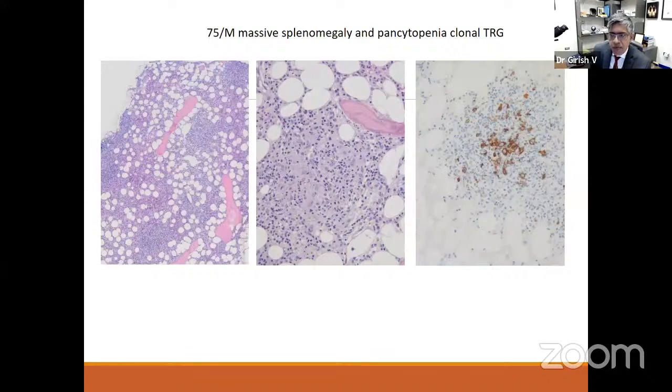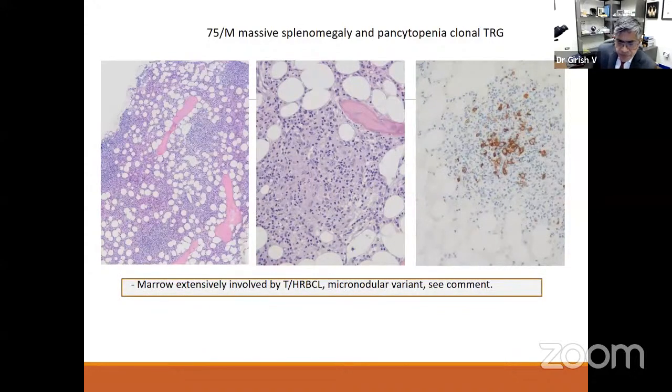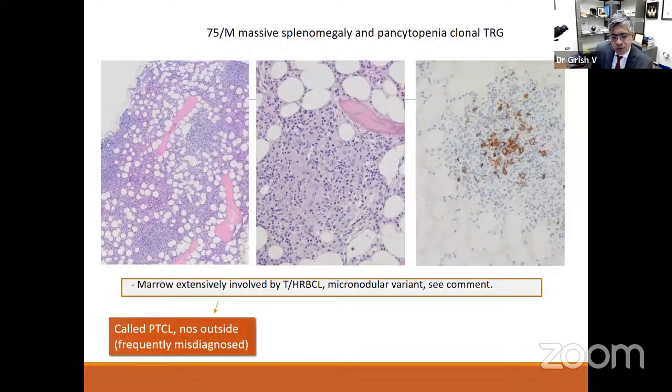So people frequently will do PCR on this. They'll find T cell clones and they'll want to call it T cell lymphoma. So be careful around this. You don't want to call this T cell lymphoma. This was called PTCL outside, treated with a couple of cycles of CHOP, and then the patient came. This patient was a 75-year-old male, and the final treatment was RCVP, 4 cycles. Because the heart was weak, they chose to get rid of the anthracycline.